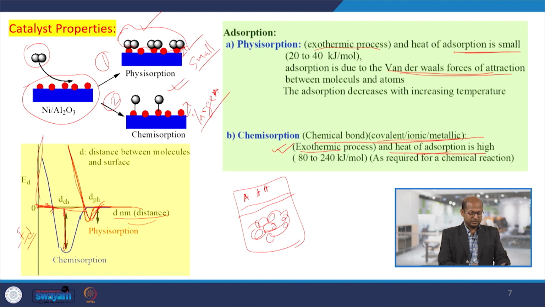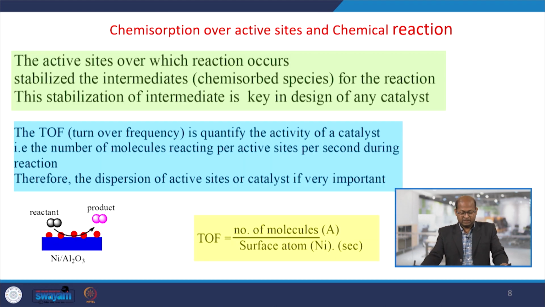Here the amount of energy released for this adsorption should be high as compared to this. Physisorption requires low energy, and chemisorption releases or evolves, as an exothermic process, heat from the system, so that would be very high. Its value may be in this range or some other ranges also, depending upon the system we are discussing. So, chemisorption and physisorption we have discussed.